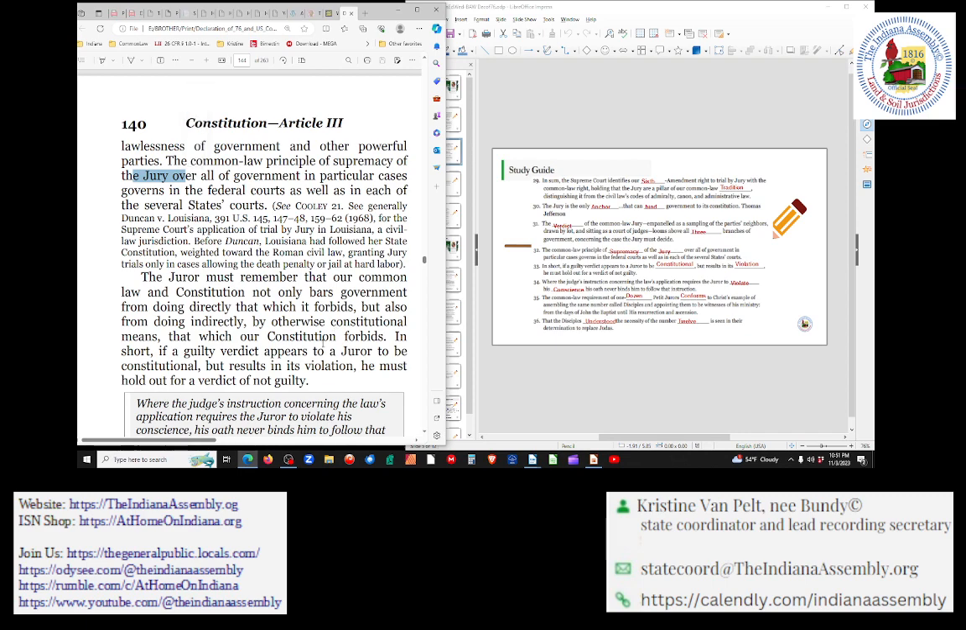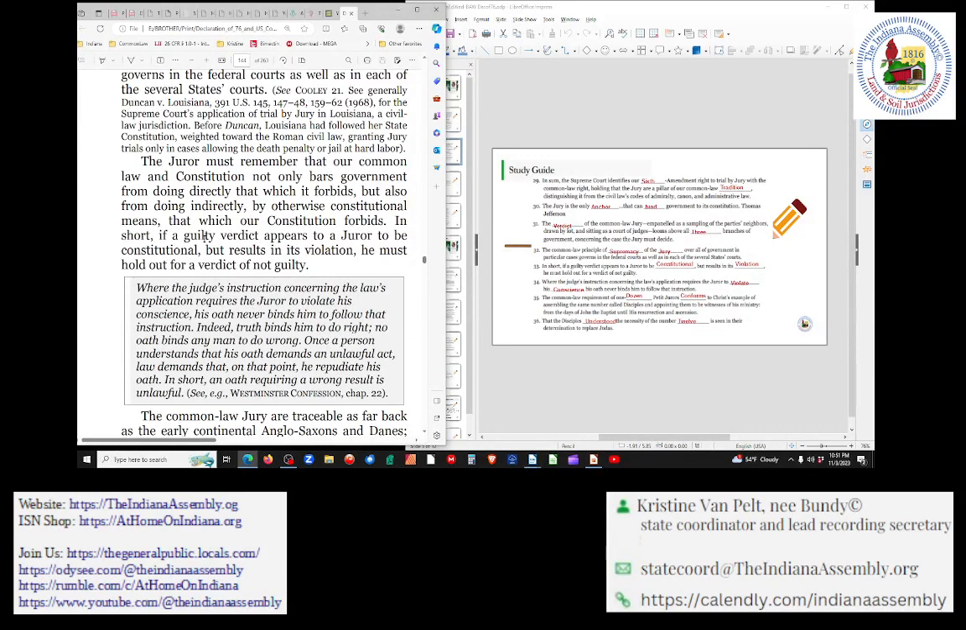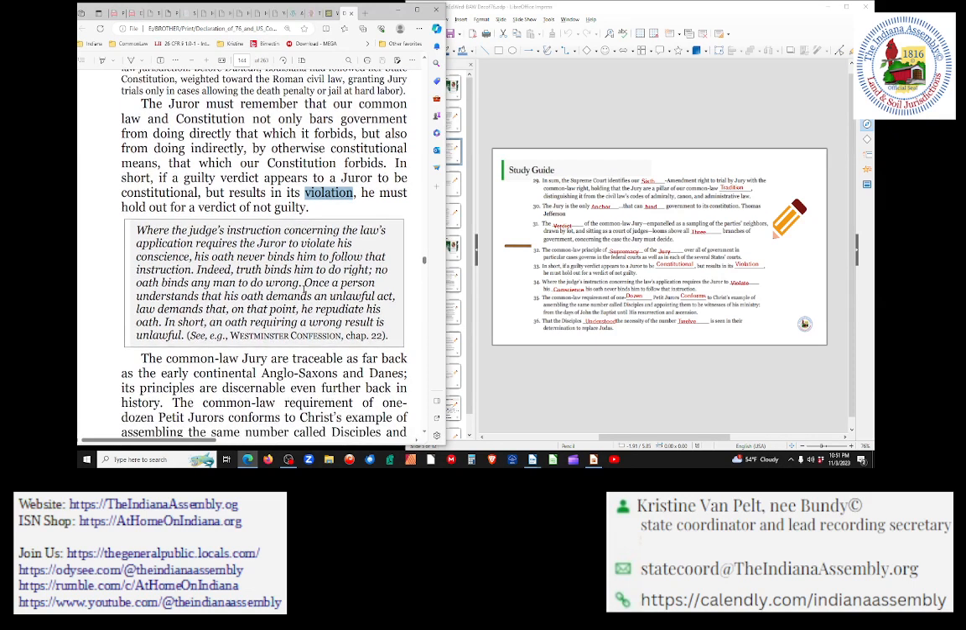Number 33, in short, if a guilty verdict appears to a juror to be constitutional, but results in its violation, he must hold out for a verdict of not guilty. 34, where the judge's instruction concerning the law's application requires the juror to violate his conscience, his oath never binds him to follow that instruction.